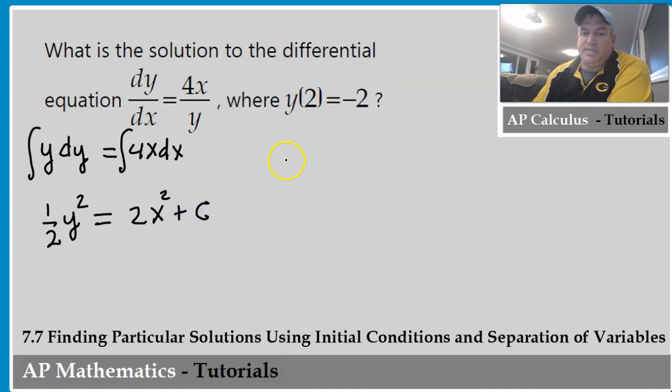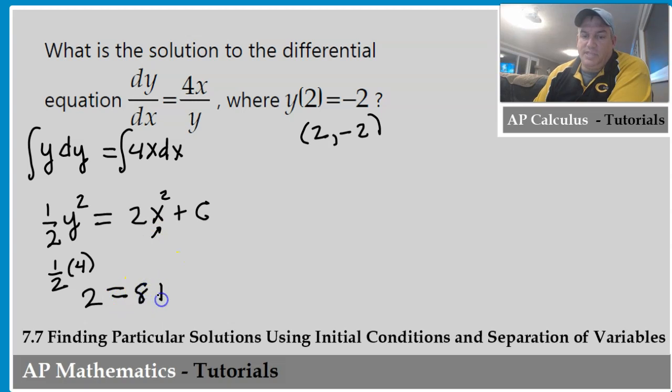Now this is a great time to actually solve for the initial value c. So we have an x value of 2 and we have a y value of -2. So we're going to put both of these in. So -2 squared is 4. So we're going to have 1/2 of 4, which is 2. And 2 is going to equal, and we're going to put 2 squared here, and we get 8 plus c. That leads us to believe that c should be -6.